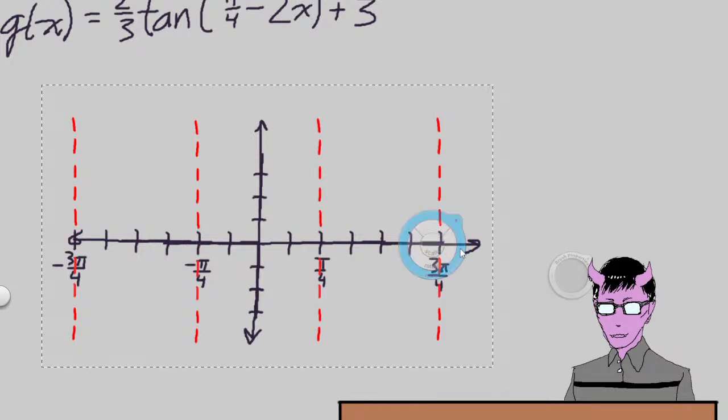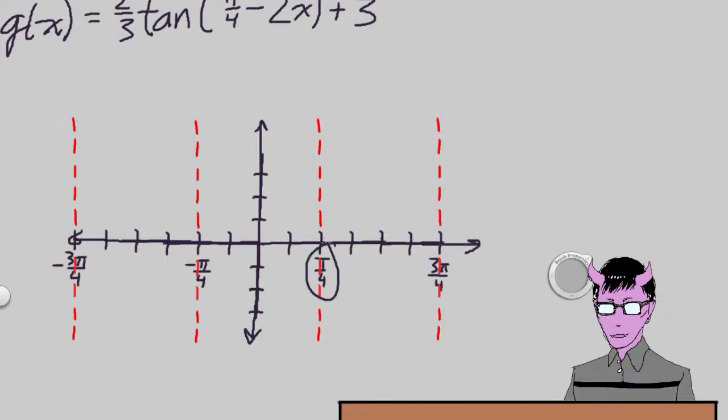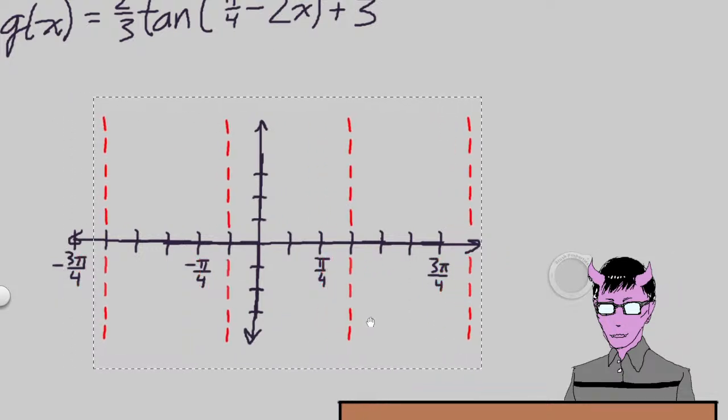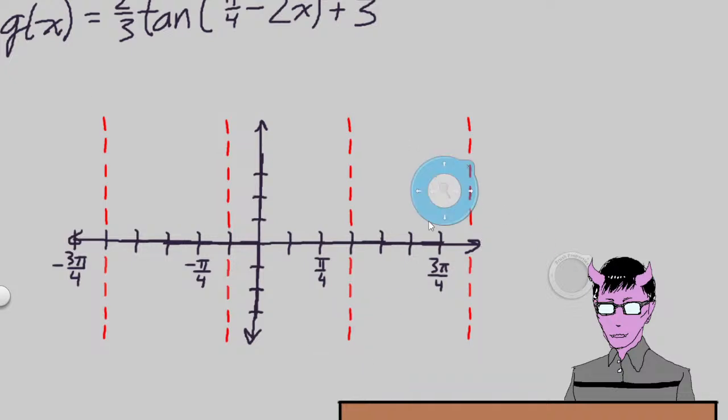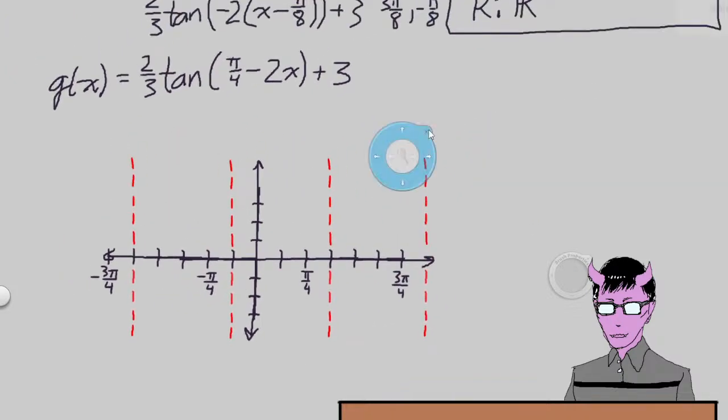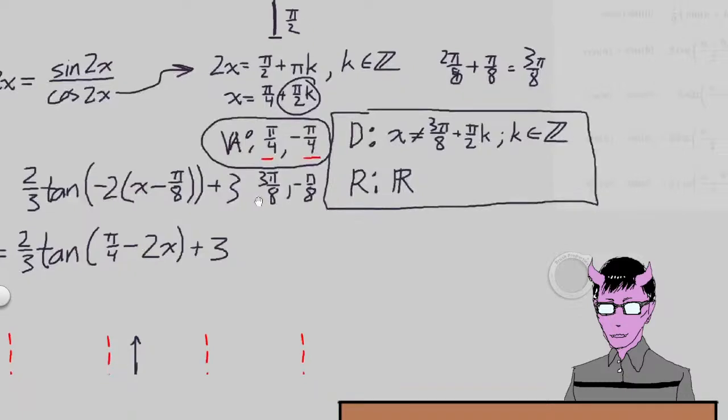So everything gets shifted over pi over 8, which should be 1 hash mark, because this one right here, if you take half of pi over 4, that takes us to pi over 8, and that's going to be the shift. So we just need to move everything over by 1 hash mark space, and we should be good to go. So 1 hash mark space, and those are our new vertical asymptote locations.